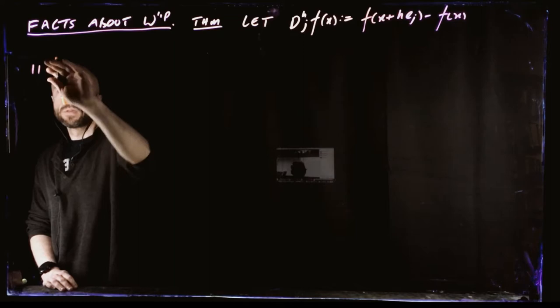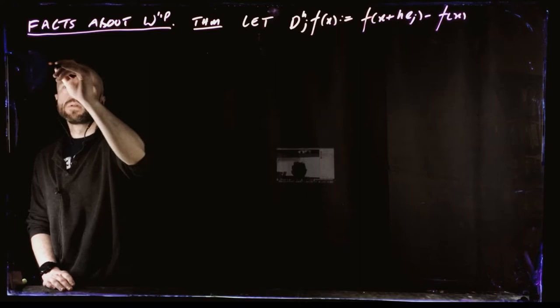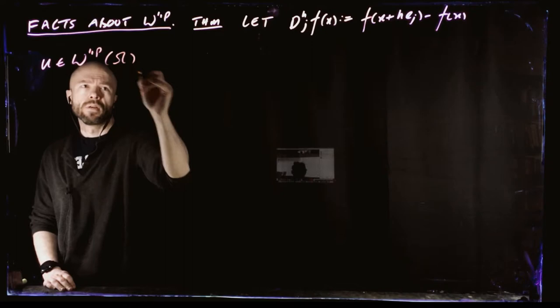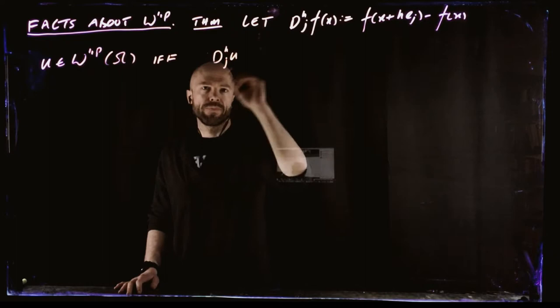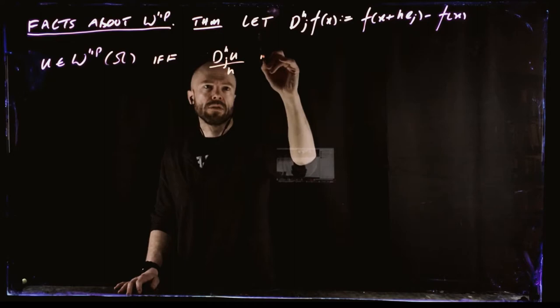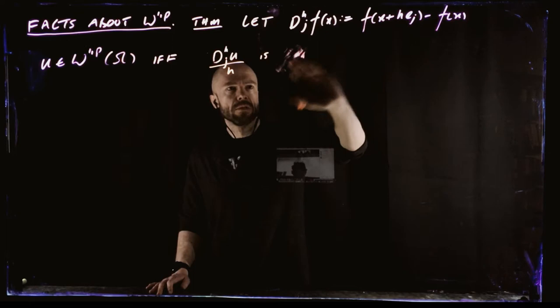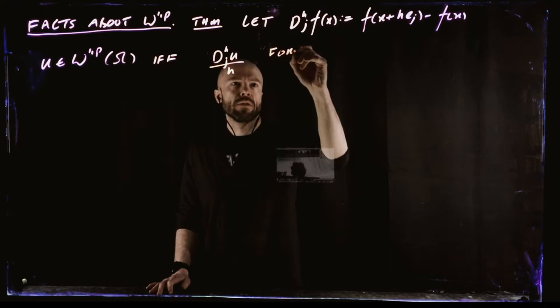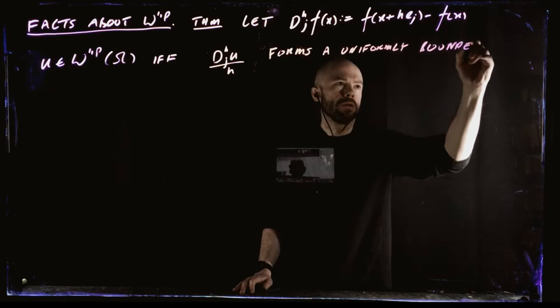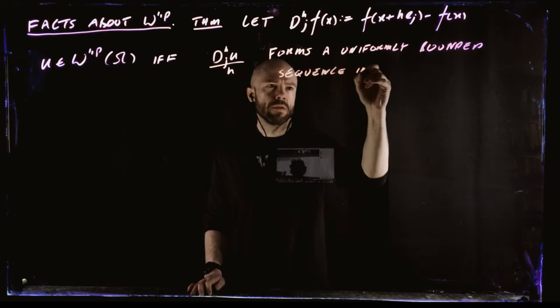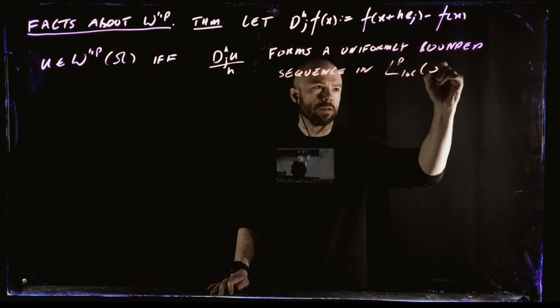So if u belongs to W^{1,p}_loc of omega, if and only if this difference quotient divided by h itself is uniformly bounded, or forms a uniformly bounded sequence. Loc of omega means in every compact subset of omega, this thing forms a uniformly bounded sequence.